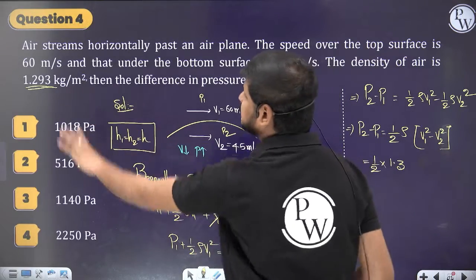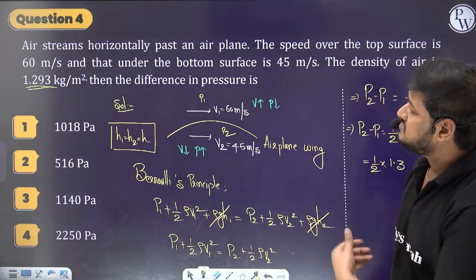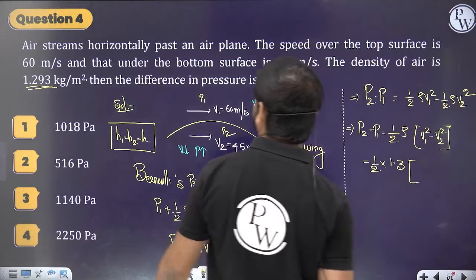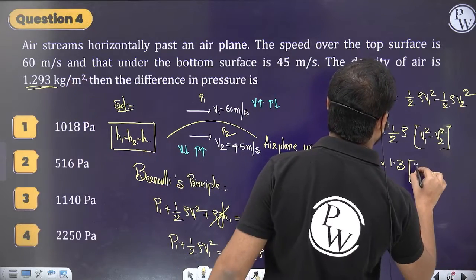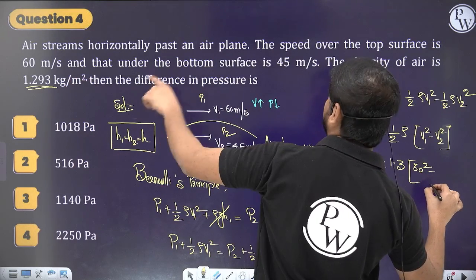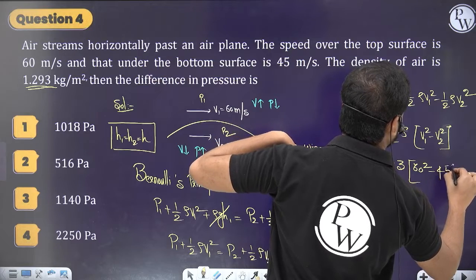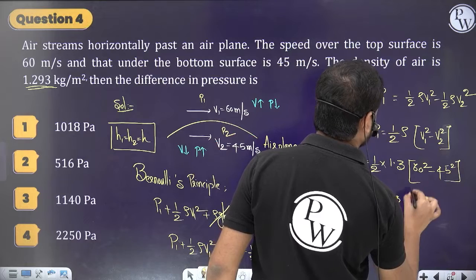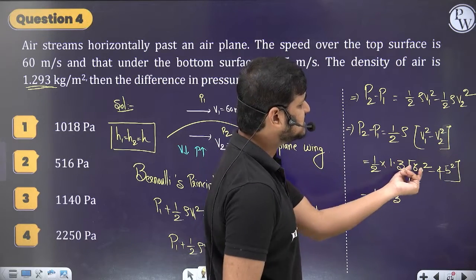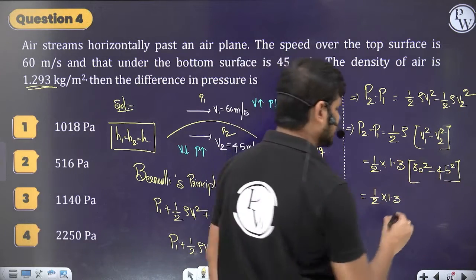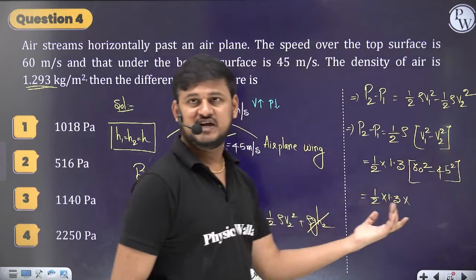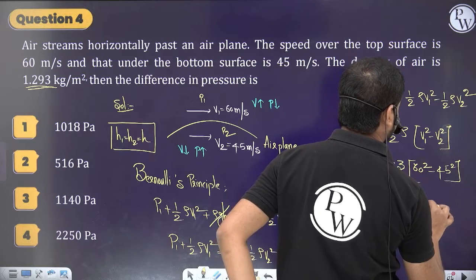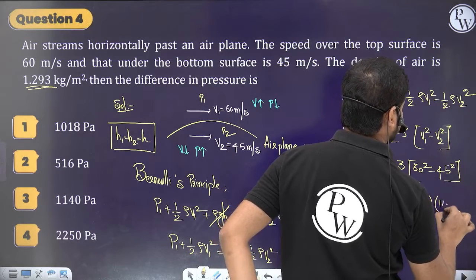So I am going to consider it as approximately 1.3. 1.293 means I will take 1.3 approximately. So what is V1 square? V1 square is 60 on the top surface, and at the bottom surface it is 45 square, right? So then I get half into 1.3 into 60 plus 45 and 60 minus 45. A minus B into A plus B, A plus B into A minus B. So 60 plus 45 is 105, and 60 minus 45 is 15.